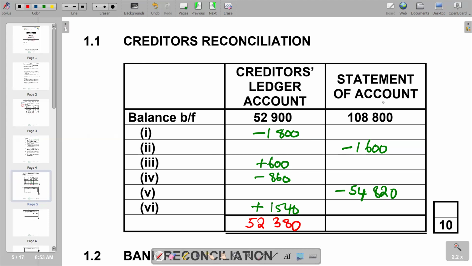Same applies on the statement of account. I will say 108,800 minus 1,600 minus 54,820. We should get a final amount of 52,380. So we can see that the two amounts are now the same. So it means we have reconciled correctly. So basically, what we have in our question is 10 marks. So thank you for listening, and hopefully the video was helpful.